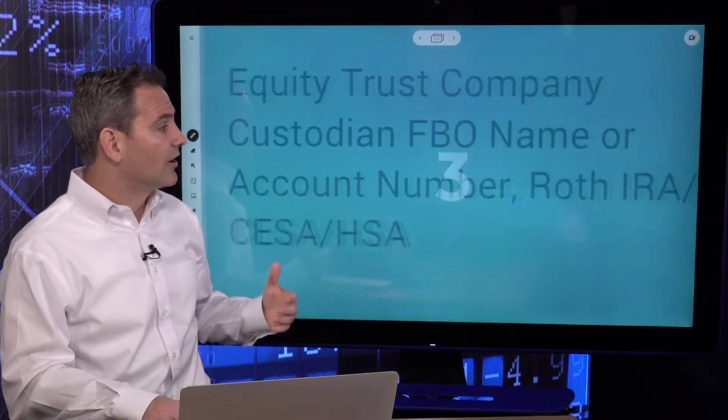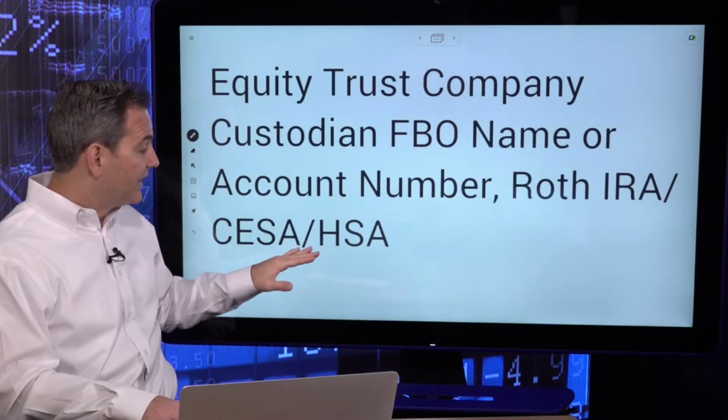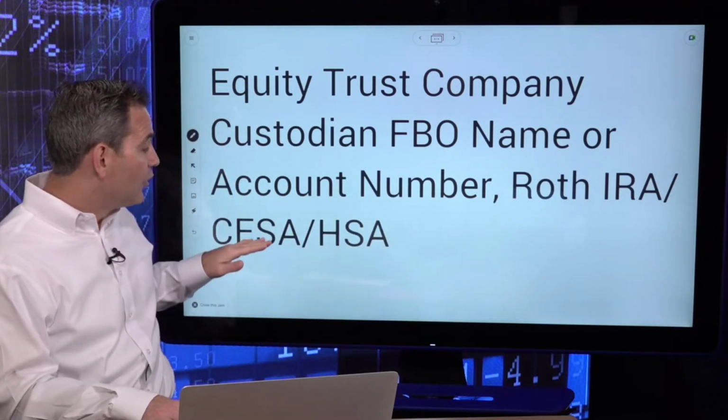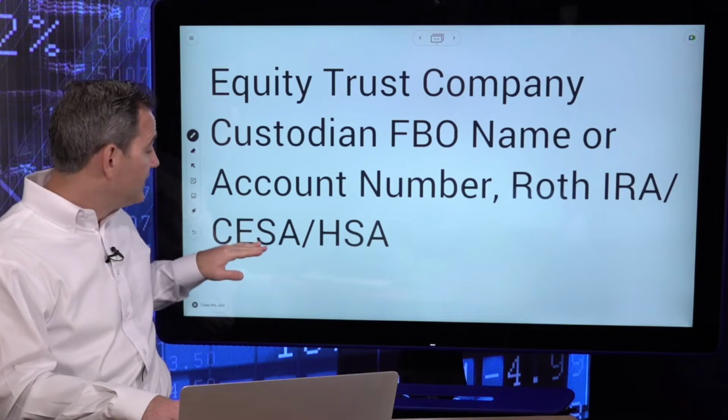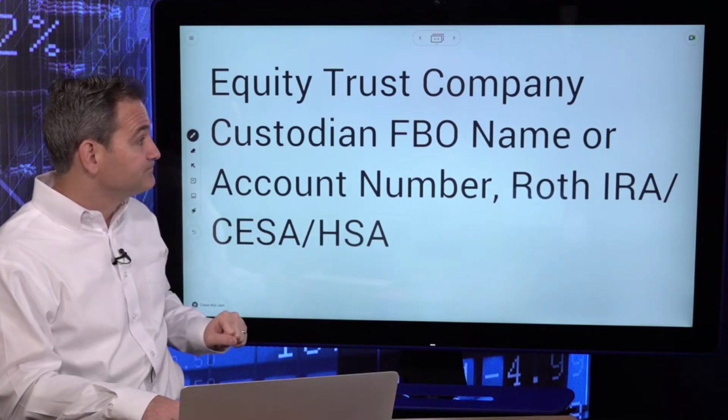Now, if you are using a Roth IRA or a CESA account or an HSA, you would simply drop in at the end there Roth IRA or Coverdell Education Savings Account. You would shorthand that CESA, or for the health savings account, HSA.